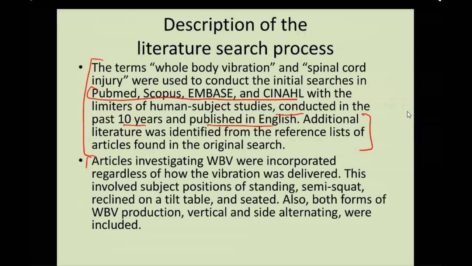So in the second part here, another example of how the literature search process can be described. Articles investigating whole body vibration were incorporated regardless of how the vibration was delivered. This involved subject positions of standing, semi-squat, reclined on a tilt table, and seated. Also, both forms of whole body vibration production, vertical and side alternating, were included. So it again gives you as a reader more information about how the studies that are being reviewed here have found their way into this review.